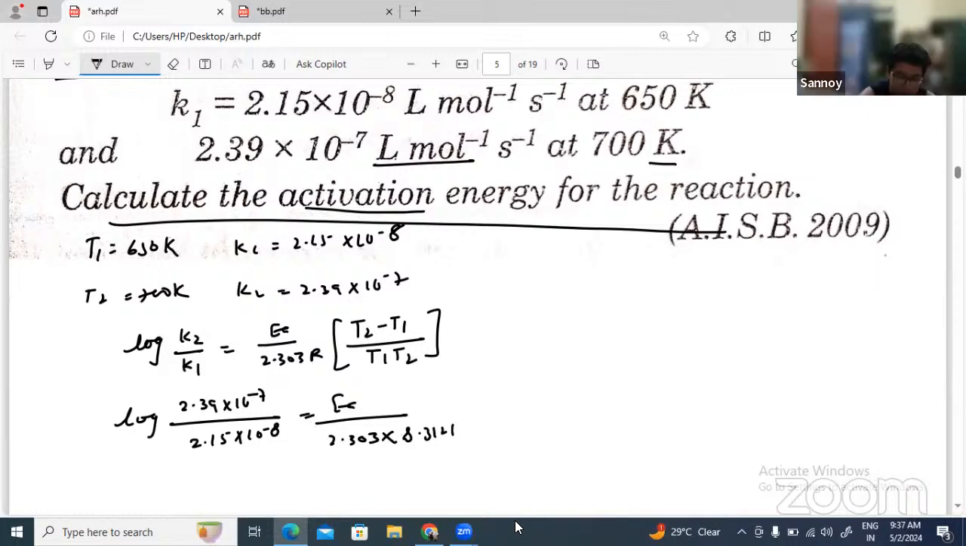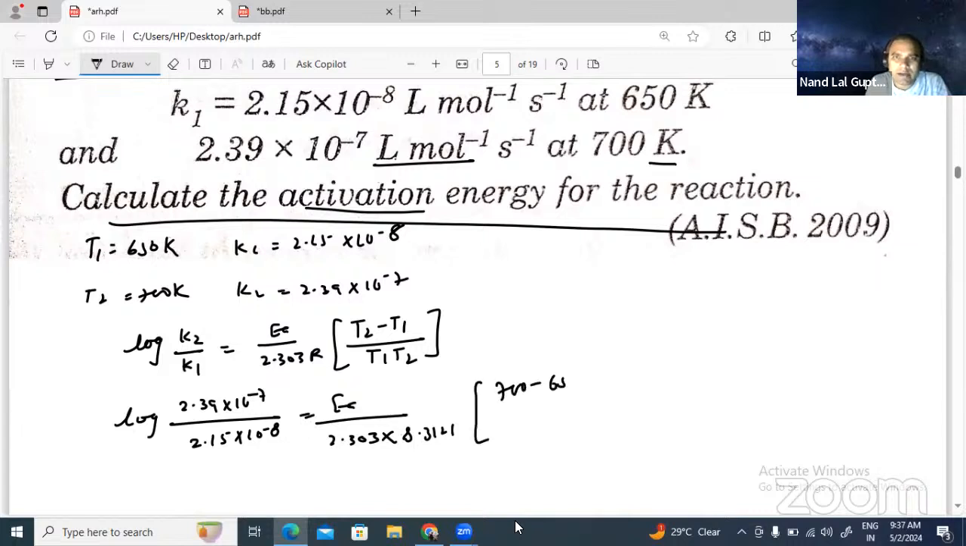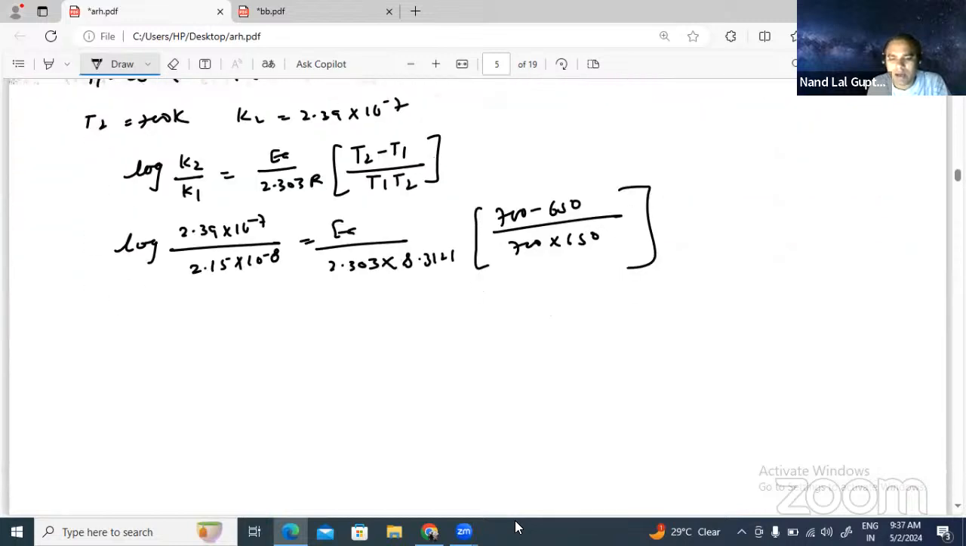Done, sir. Okay, then what is the temperature we are writing here? Now T2 is 700 minus 650, divided by 7, multiplied by 650. This is there. Okay, the R value. The R value has to be memorized, Sanoy, otherwise it can create a problem.